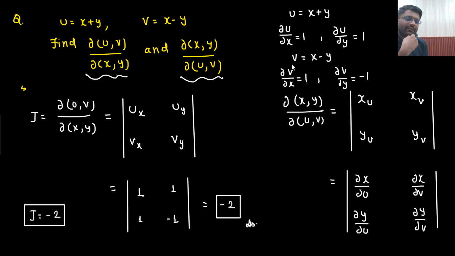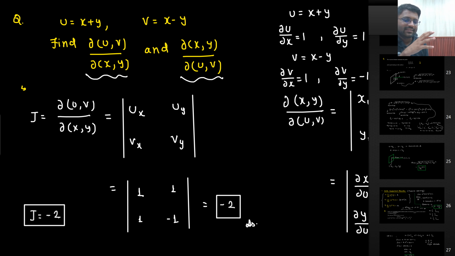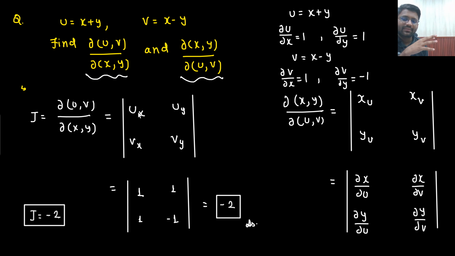Someone would say that, sir, let's do the reciprocal. Del u by del x is 1, so del x by del u will be 1. It doesn't go like that, okay? You cannot do the reciprocal. Someone would say that, sir, when I did del u by del x, it came out to be 1. So del x by del u will also come out to be 1. I am just doing the reciprocal here. It doesn't go like that. I hope you understand that, okay?